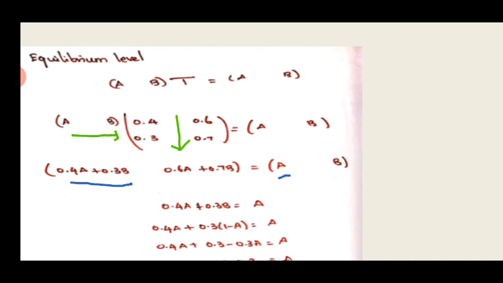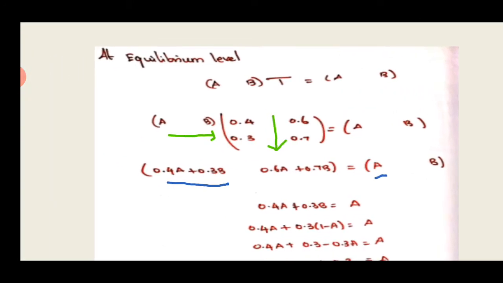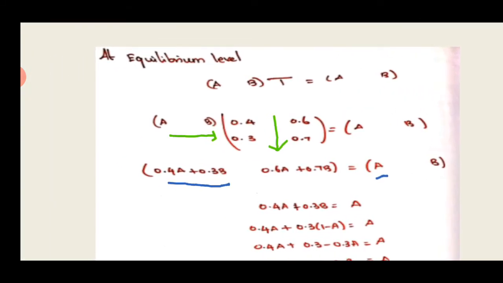Now we are going to calculate the AB value at equilibrium level. I told you what the equilibrium level is: the input you give, the same must be your output. So when you multiply AB with T, you have to again get AB. But you do not know the exact values of A and B, and for that we are going to use this concept. AB into T equals AB. This is the condition for equilibrium level. Using this condition we can obtain exactly what A value and what B value are to be given.